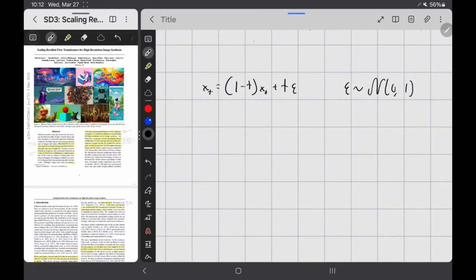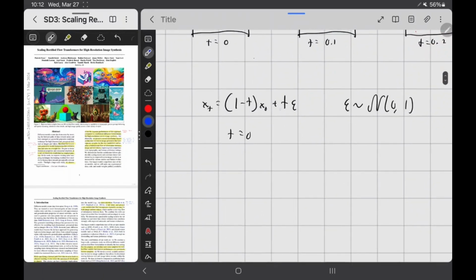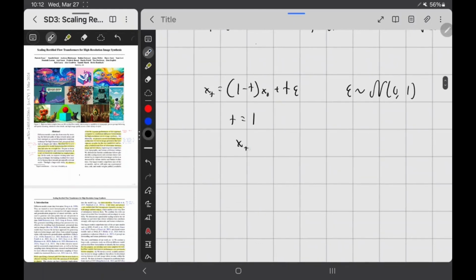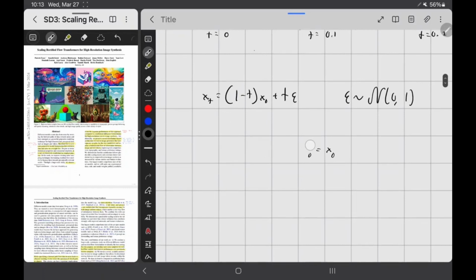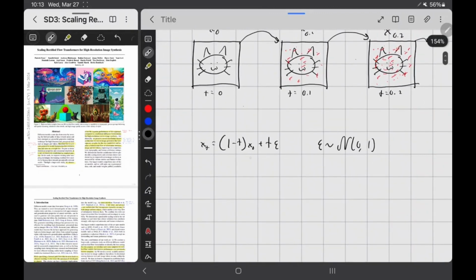So this is just an interpolation between your signal and your noise. Whenever t is equal to 0, at the first step here, you have 100% of your signal and 0% of your noise, so x_t is just equal to x0. Now, whenever t is equal to 1, you have 0% of your signal and 100% of your noise, so x_1 is equal to epsilon, and at t equal to 0 you have x0. So this is basically the forward and backward process, and that's how we're going to model it.